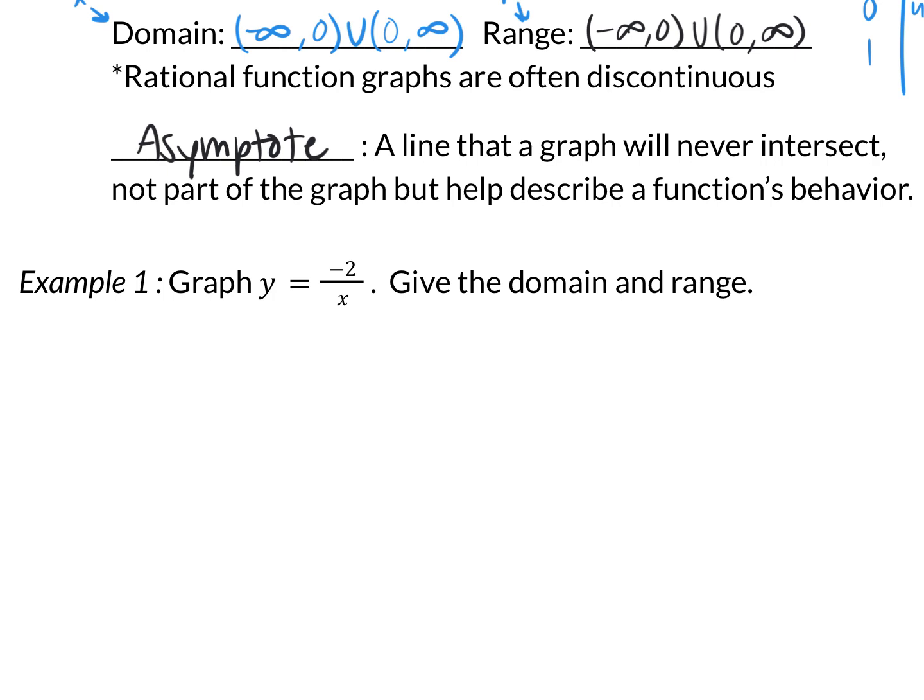What is this -2 going to do to my graph? It's going to do 2 things, right? The negative part, I'm going to rewrite it like this. -2 times 1 over x is the same kind of thing, right? Just written a little differently. That negative is going to be that horizontal flip, right? It's going to flip horizontally. And what does that 2 do? Vertical stretch.